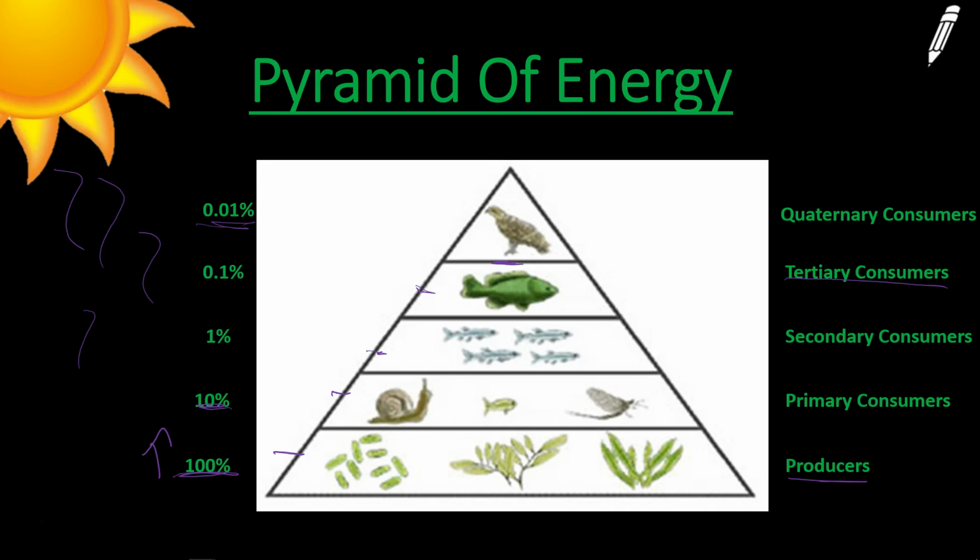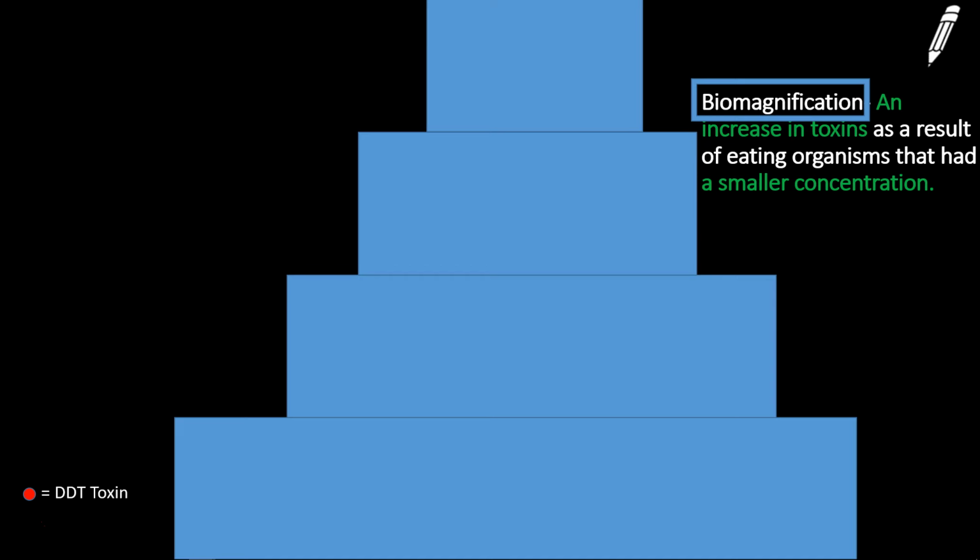Well, keep in mind, the rule of 10, only 10% goes up. Take note of this real quick. This word is biomagnification. Biomagnification is an increase in toxins as a result of eating organisms that had a smaller concentration. So, here's what all this means. In the 1970s and earlier, there was a pesticide used called DDT, DDT toxin. Well, DDT, this pesticide that was used up until the 1970s, was leached into the water systems.